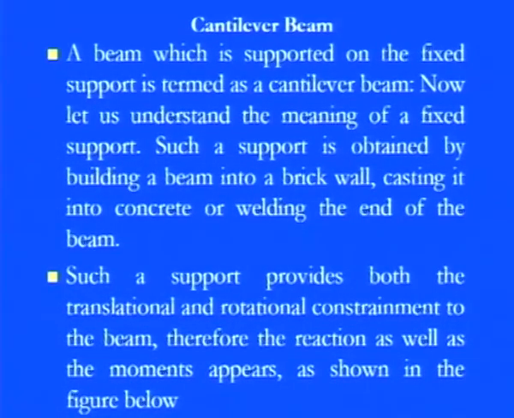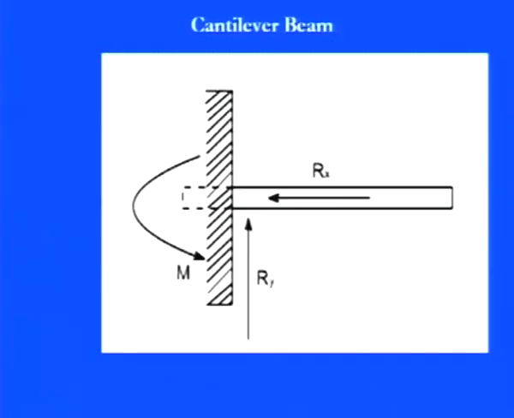Therefore, the reactions as well as the moments appear. We can show that this is the kind of cantilever: we have a rigid support, and this beam is rigidly fixed inside it. So it will always try to resist whatever translational as well as rotational forces are coming on it. If you apply any kind of load, it will sustain it, either through the moment or through reactions in the horizontal or vertical direction. So this is the basic form of the cantilever beam.